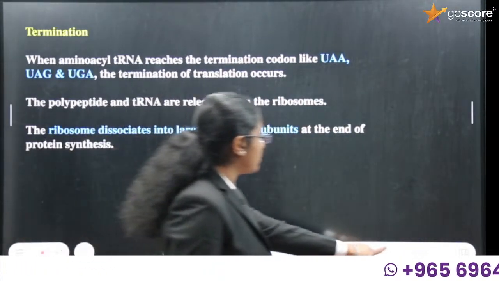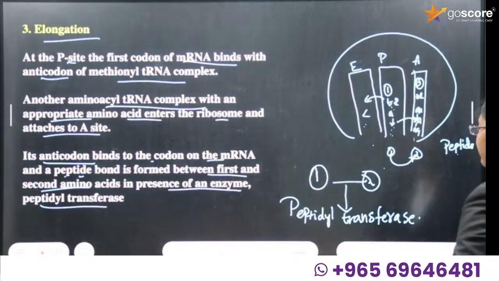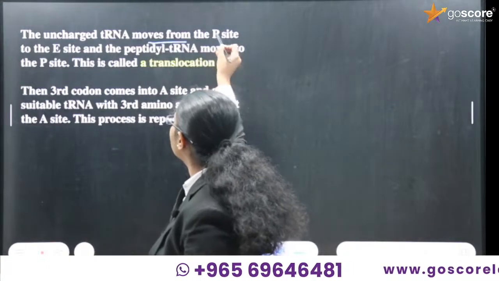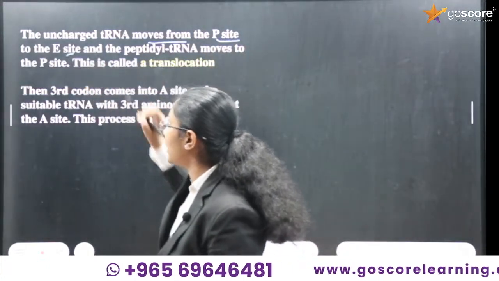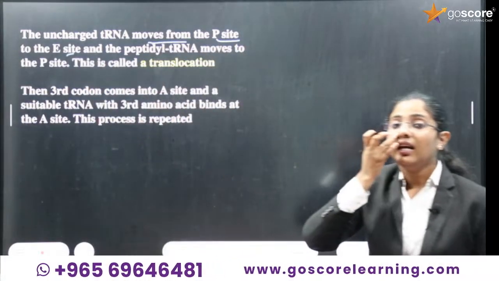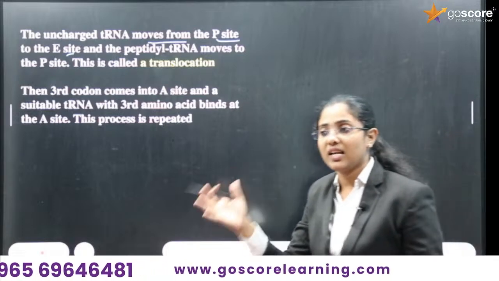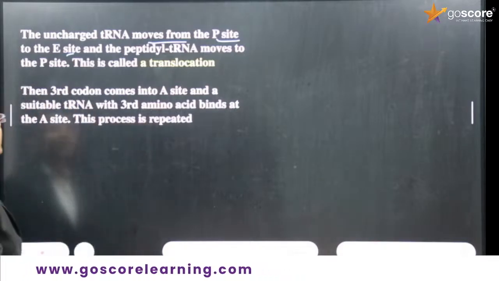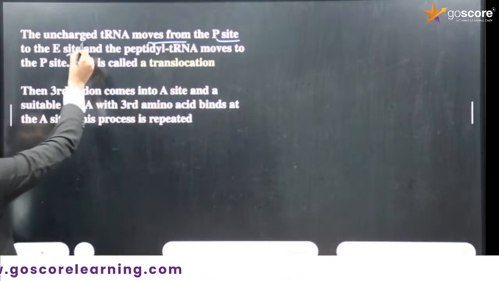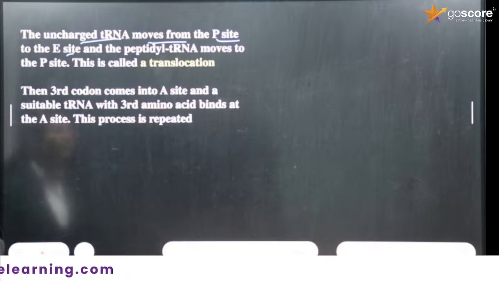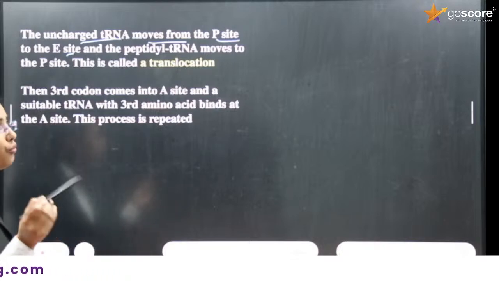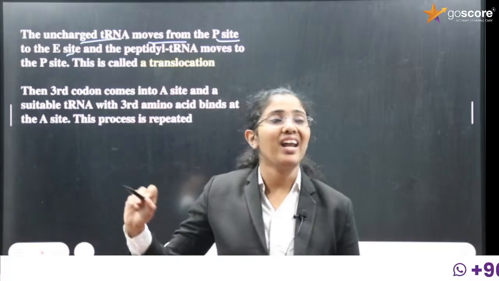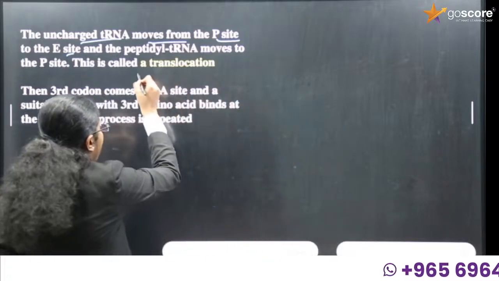Okay, before that, the process is known as the process of uncharged tRNA moving from the P side to the E side. There is no amino acid in the tRNA after the transfer of amino acid from the P side to the A side. So we can say that the uncharged tRNA will move from the P side to which side? Exit side. And that process is known as translocation.